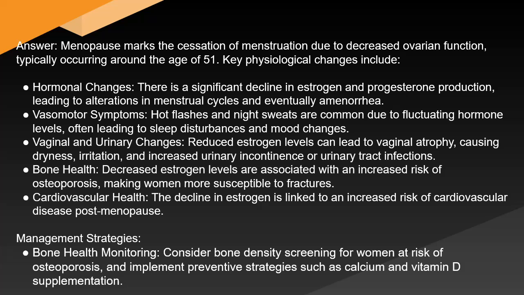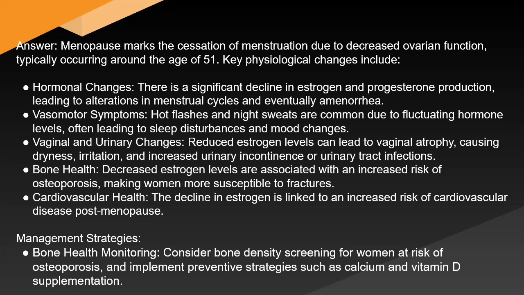Vasomotor symptoms. Hot flashes and night sweats are common due to fluctuating hormone levels, often leading to sleep disturbances and mood changes. Vaginal and urinary changes. Reduced estrogen levels can lead to vaginal atrophy, causing dryness, irritation, and increased urinary incontinence or urinary tract infections. Bone health. Decreased estrogen levels are associated with an increased risk of osteoporosis, making women more susceptible to fractures. Cardiovascular health. The decline in estrogen is linked to an increased risk of cardiovascular disease post-menopause.